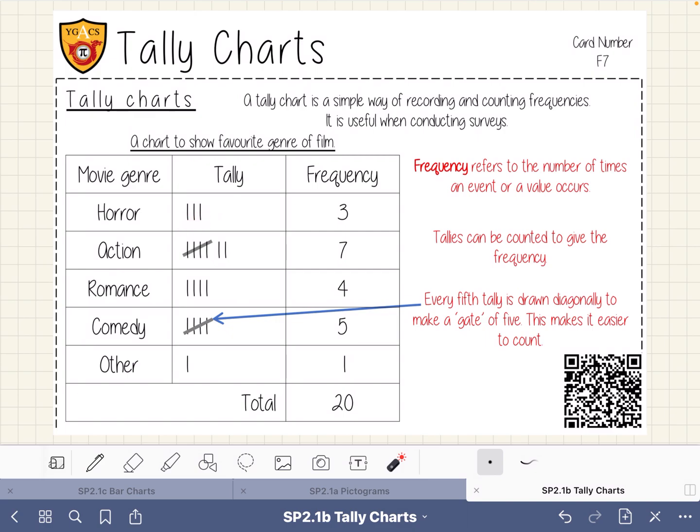So for horror, we have 3 dashes, so the frequency is 3. Action has 5, 6, 7 dashes, so the frequency is 7. And you can see here that once we get to 1, 2, 3, 4, we put a line through the 5th to make a gate, which makes it much easier to count, particularly if we've got large amounts of numbers. So here we can recognise straight away that this means 5.